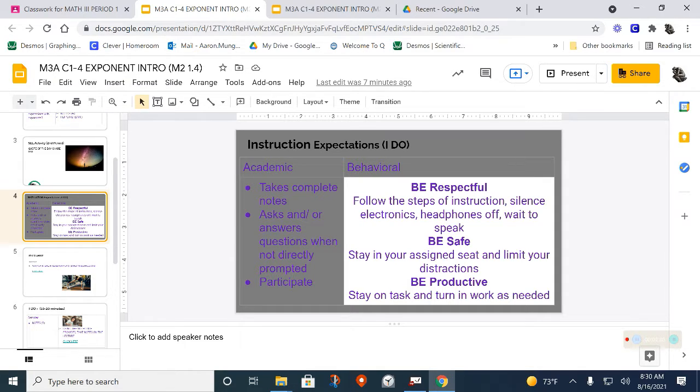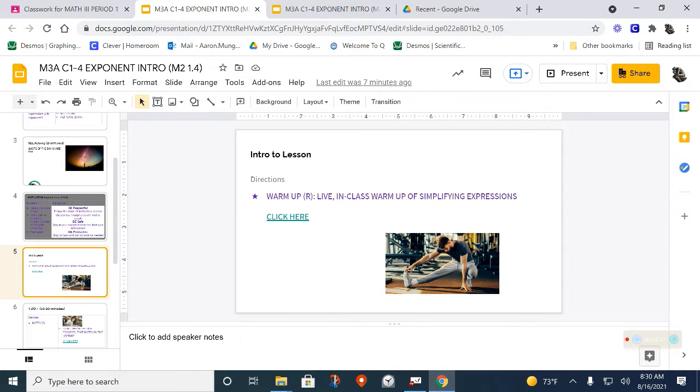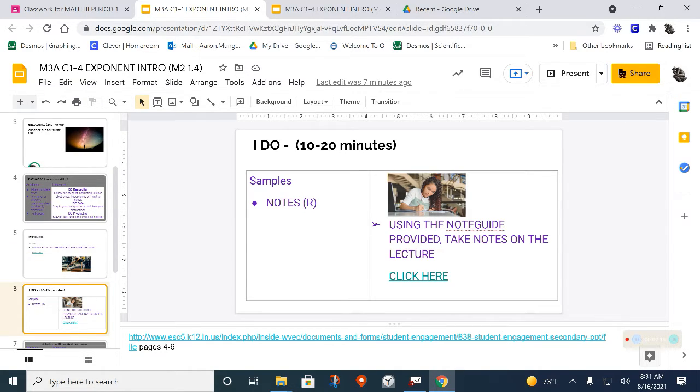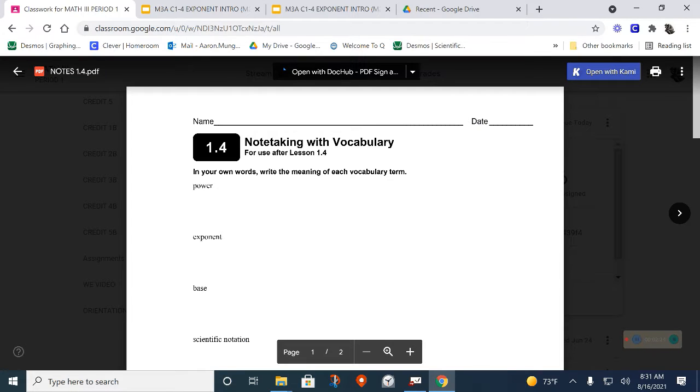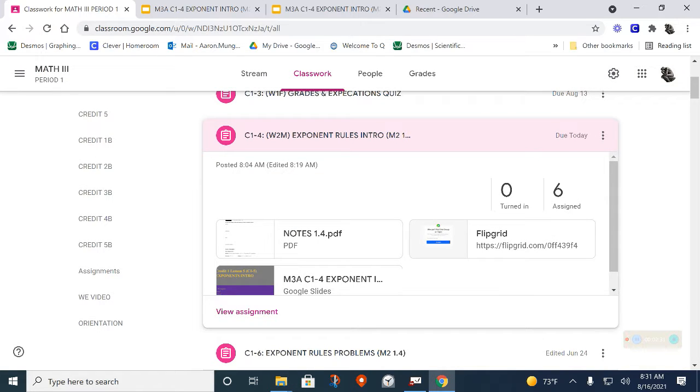And the academic expectations: take complete notes, ask or answer questions when not directly prompted, participate. Be respectful, be safe, be productive, right? To get that R stamp. So, coming back over here, the note guide, you can open this note guide up with Cami and take notes with Cami if you want to go electronic. Or you can take notes on hard copy. Okay, so we're going to take notes first.